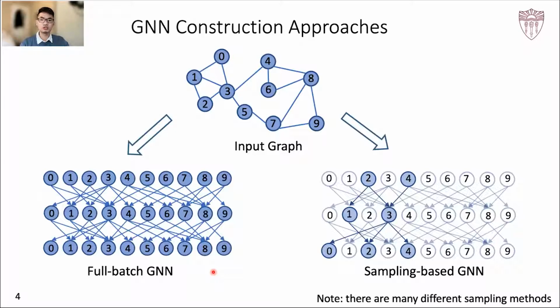In recent works, many sampling-based graph neural network algorithms have been proposed. The idea is, instead of taking the entire graph, we only sample several vertices and several edges to construct our neural network. This is called the sampling-based GNN, which is also the focus of our work.